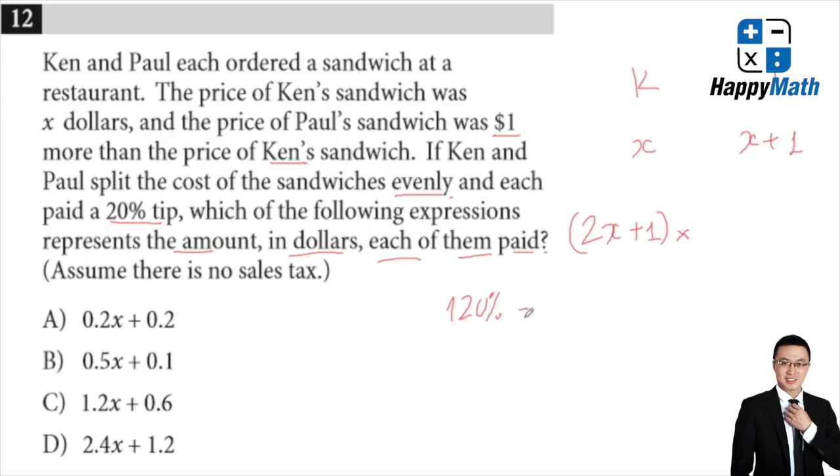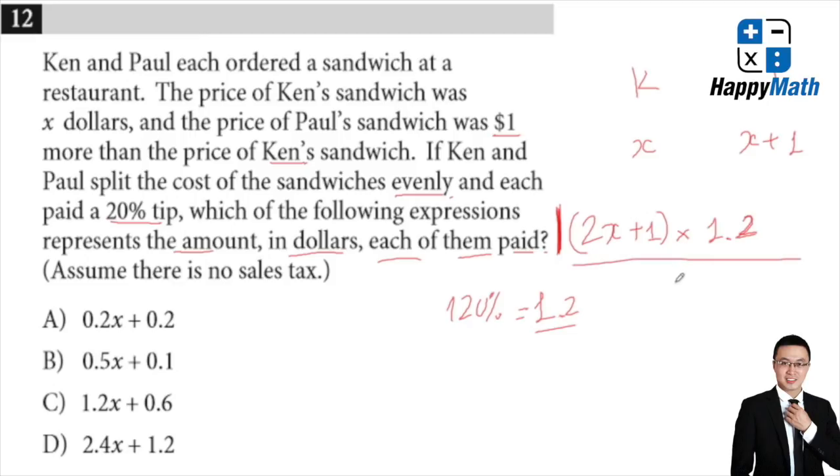120% will be equal to 1.2, so for the shortened version I will have here 1.2, because here is 20% of tip. I mean here is the total amount for both of them to be paid, and you want to find what each of them pays evenly.